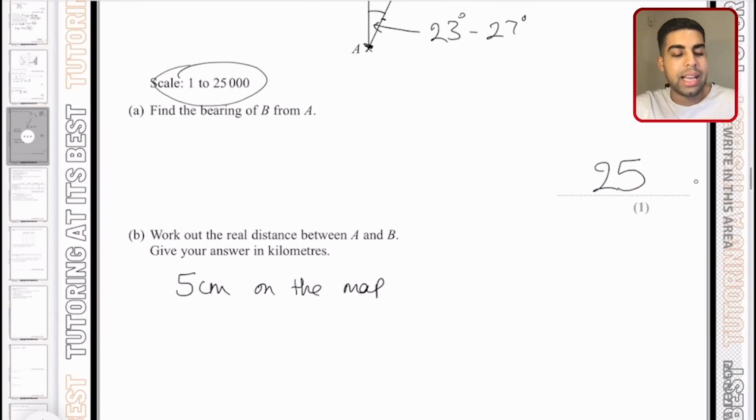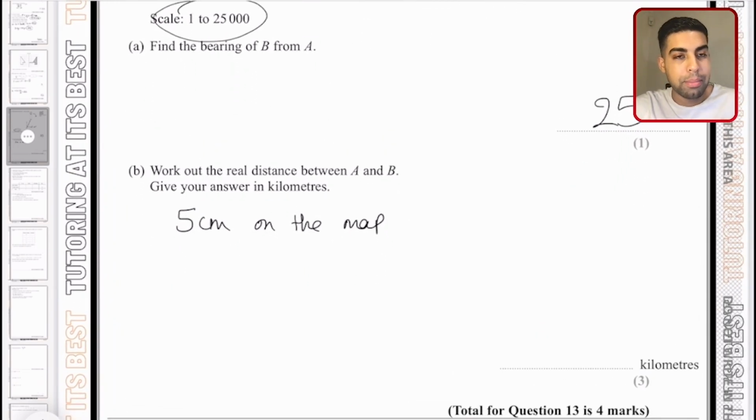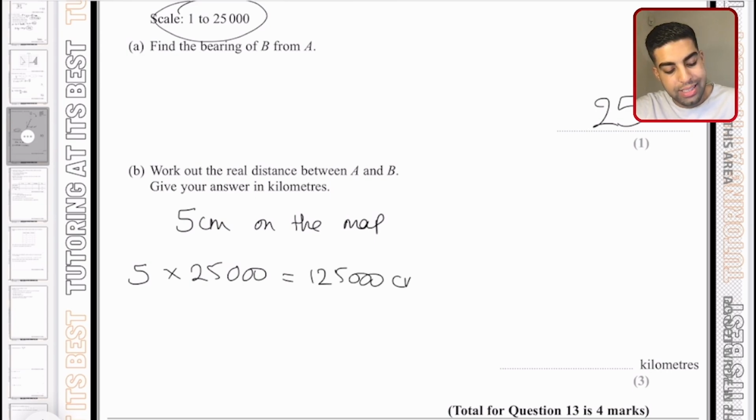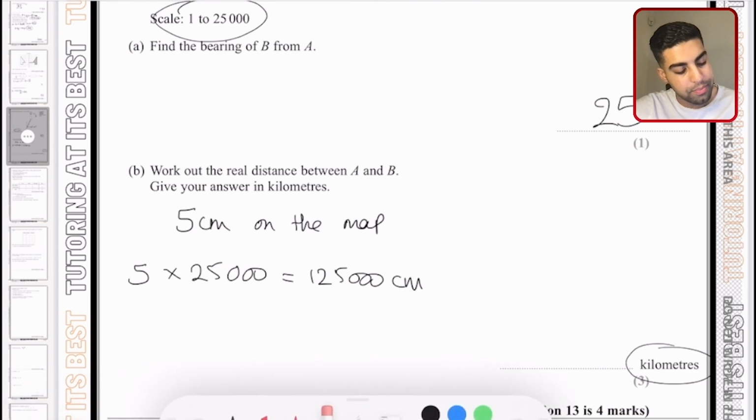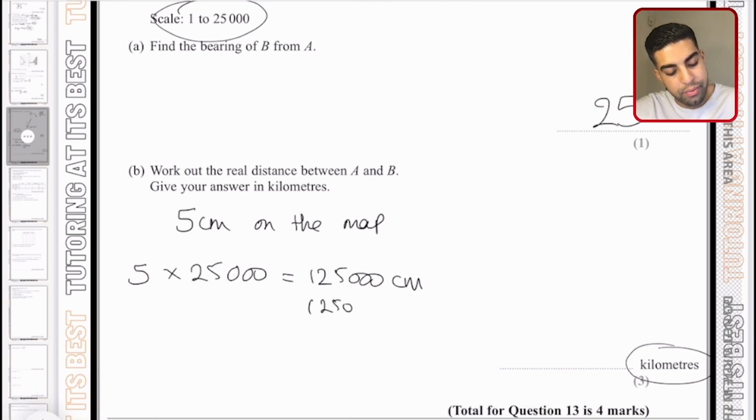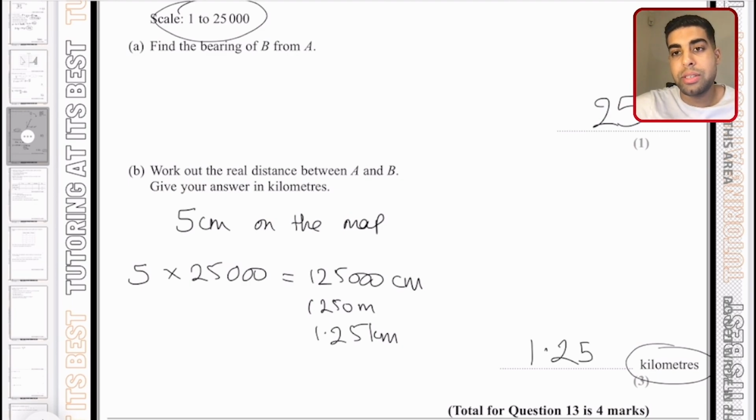And as it's given us a scale of 1 to 25,000, we need to now multiply our 5 by 25,000. And by doing so, we now get 125,000 centimeters, which again, we can convert into meters before converting it into kilometers. So we know that's 1,000. So we know that's 1,250 meters, and that's 1.25 kilometers. So our final answer will be 1.25. And again, within this question, we do have acceptable answers, which could be the range of 1.2 to 1.3.